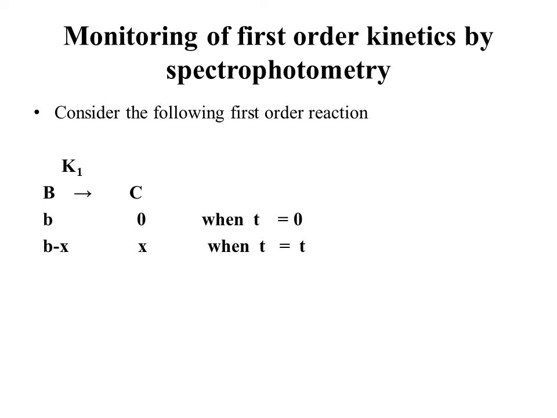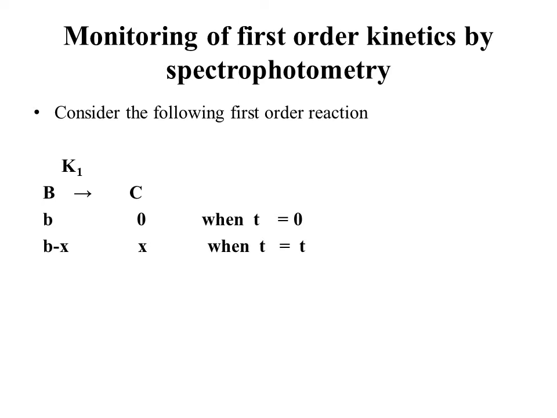Now, from the equation, we know that 1 mole of B is converted into 1 mole of C. Since at time t x moles of C are produced, it means x moles of B will be decomposed and the remaining concentration of B will be equal to B minus X and that of C is equal to X when T is equal to T.